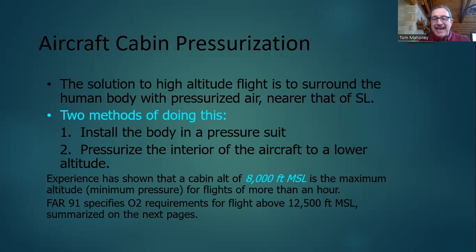The other way to do it is pressurize the interior of the aircraft to a lower altitude. And experience is showing that a cabin altitude of about 8,000 feet works really well. Lower than that for any time that you're going to spend in flight of more than an hour. And FAR 91 specifies the actual oxygen requirements above 12,500 MSL, not cabin pressure altitude, but actual indicated altitude. And it is summarized on the next pages. So we're trying to get the cabin pressure altitude down to and remain within 8,000 feet. That's kind of the accepted level throughout the industry.